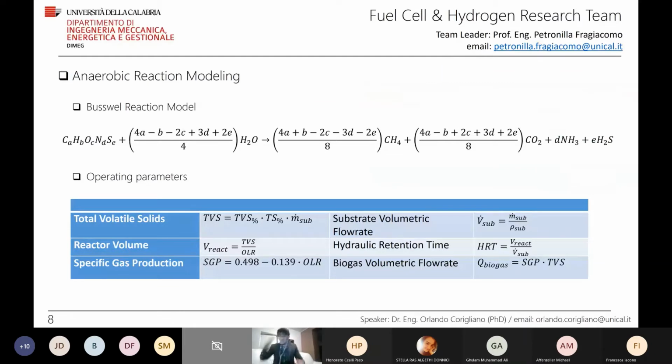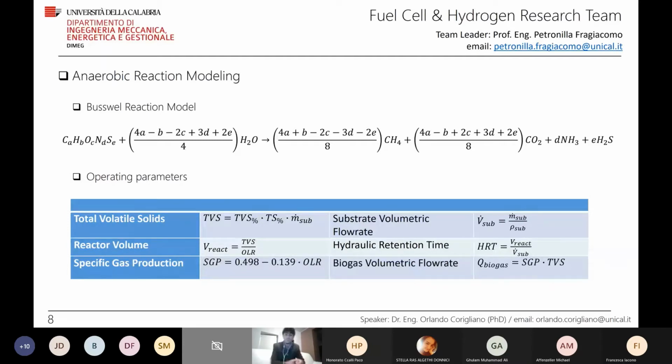We have in this first slide the anaerobic reaction modeling. The numerical modeling is set on a resolutive approach according to the Boswell model. The Boswell model is a reaction that accounts for a molecule composed of carbon, hydrogen, oxygen, nitrogen, and sulfur that is treated with water to give methane, carbon dioxide, ammonia, and hydrogen sulfide.